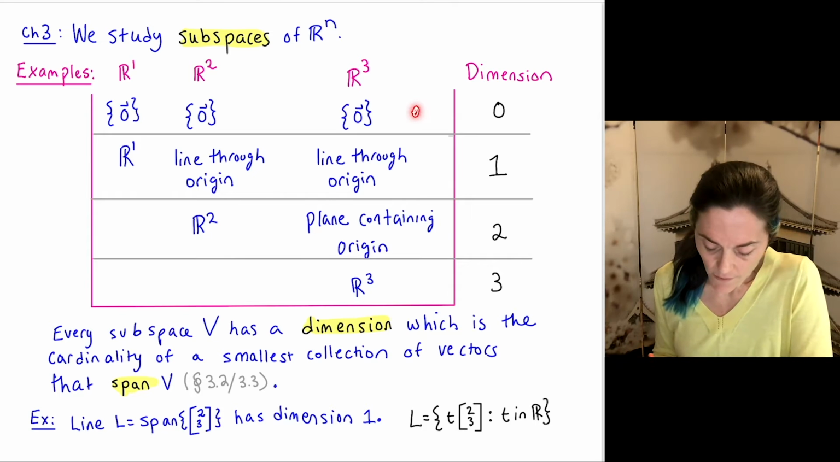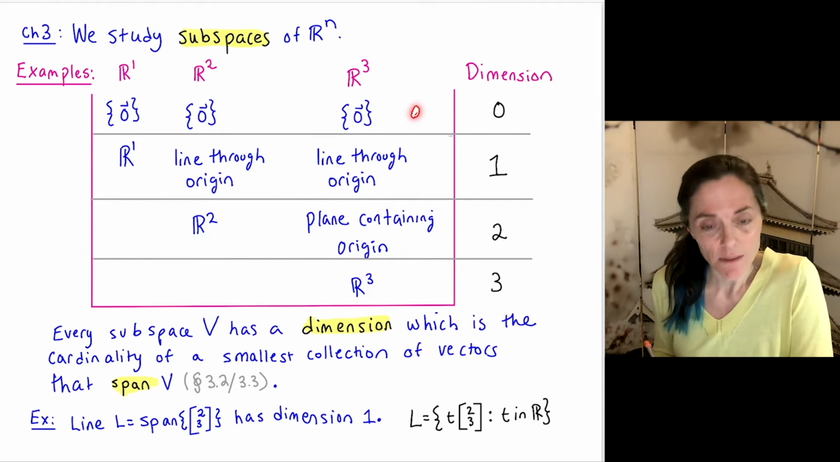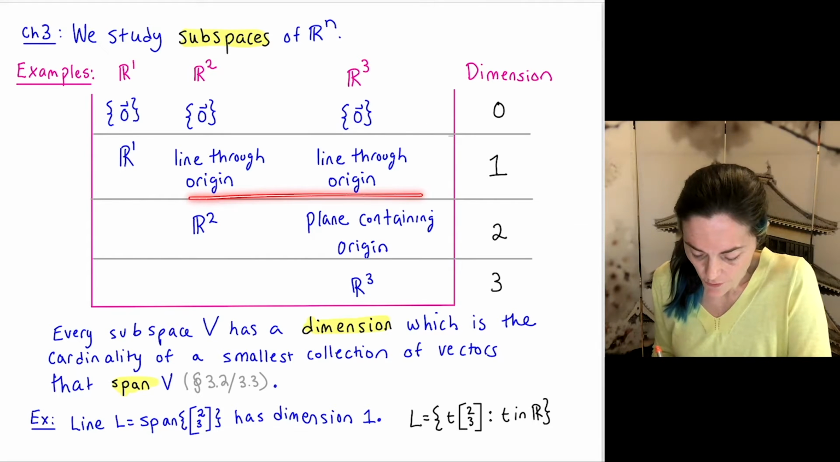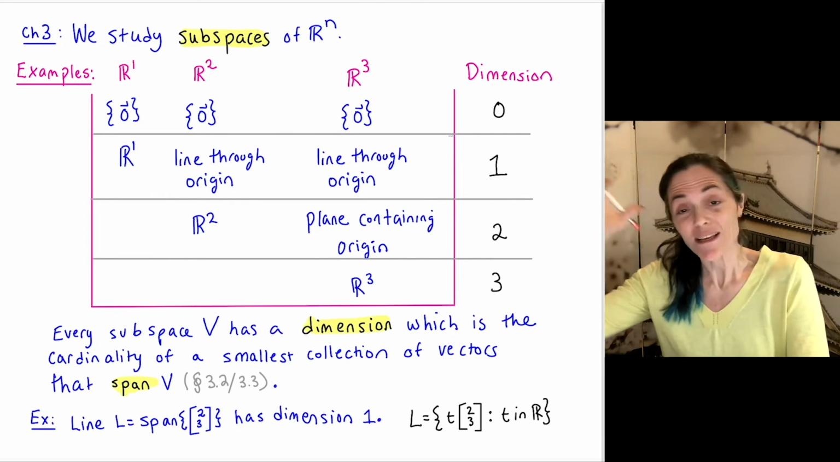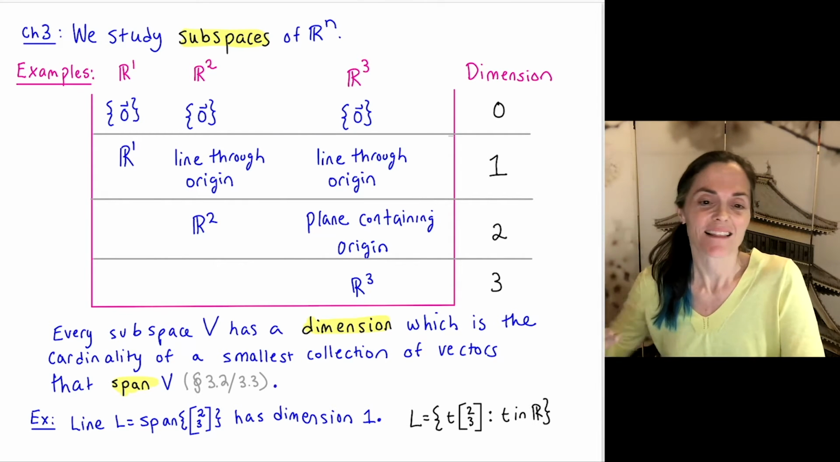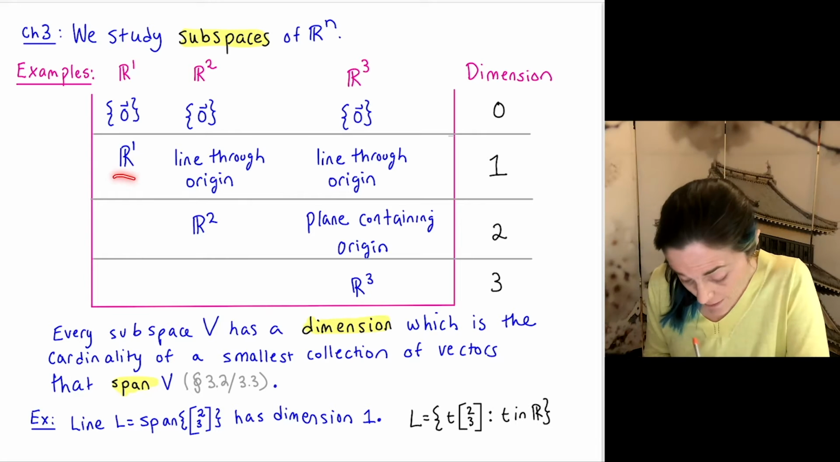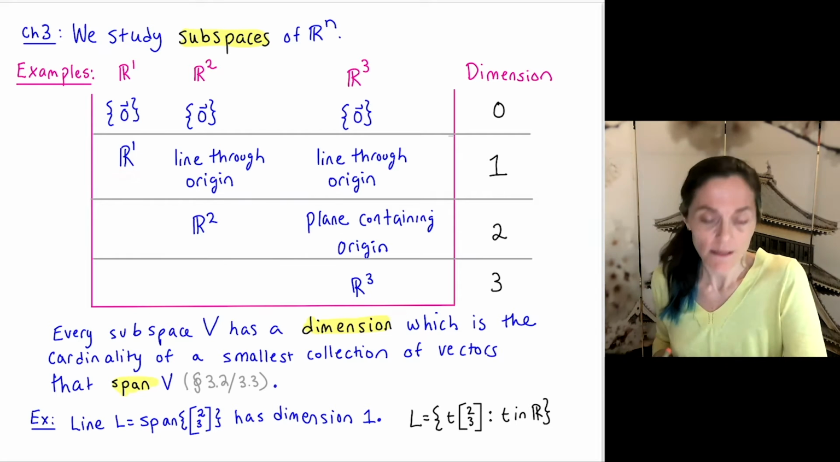We always have the zero vector as a subspace. We always have lines through the origin. We have planes through the origin. And then we would have, say, three spaces through the origin and things like this. All of Rn is also a subspace.